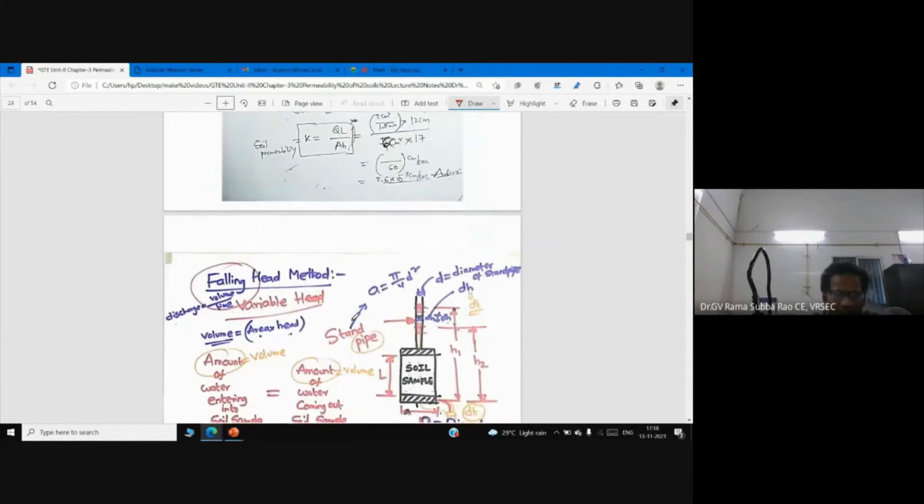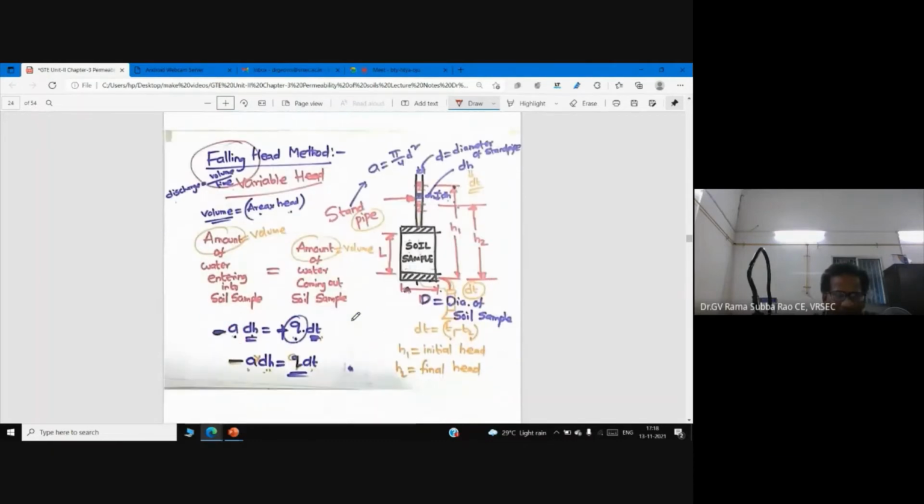Now it is the time to discuss the falling head method. I already mentioned the falling head method is suitable for fine grained soil, because there you cannot maintain the head; it will be dropped. Here you see I have an initial head and a final head, H1, H2. Now the head is falling from H1 to H2. So no need to collect the water coming out from the soil sample. In fact, once water is passing through the soil sample, if it is a fine grained soil, there is a likely chance of the head to fall.